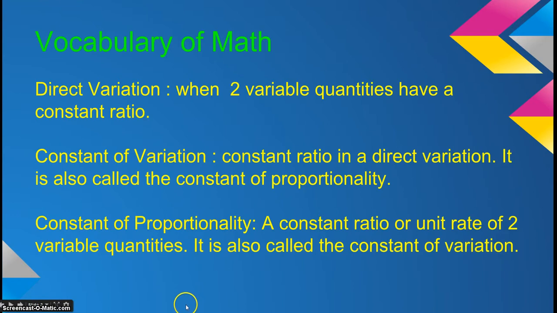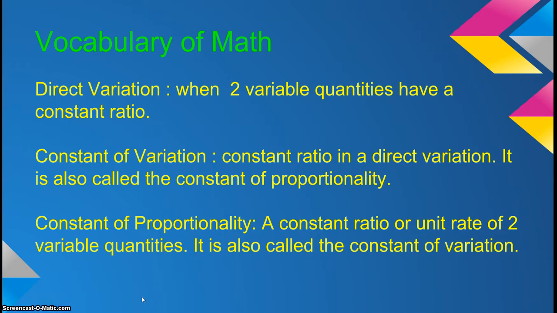Vocabulary of math. Direct variation: when two variable quantities have a constant ratio. Constant of variation: the constant ratio in a direct variation. It is also called the constant of proportionality.